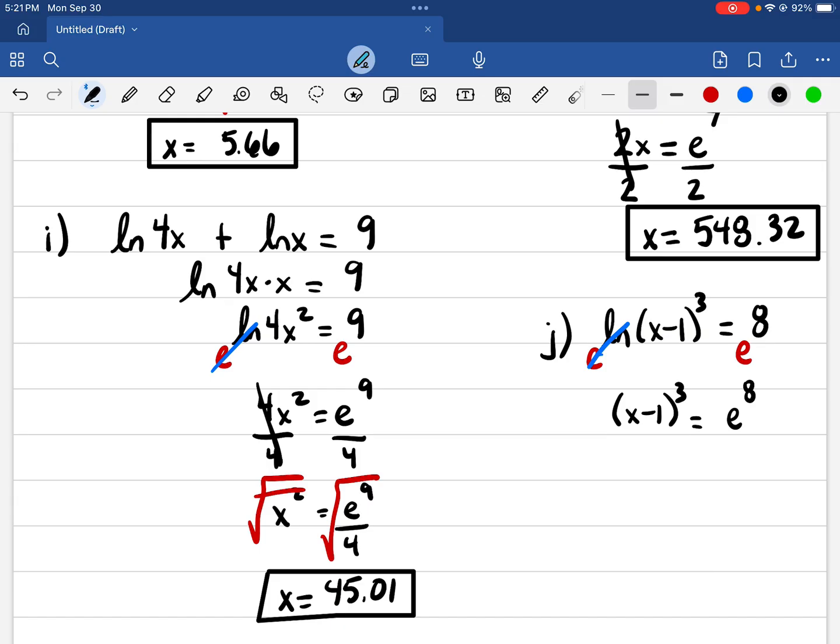Okay, and then we're still trying to get that x by itself. So think about it. What can get rid of something to the third power? If it had been squared, you would have done square root, but it's third power, so we want to do cube root. So cube root of both sides. X minus 1 comes down. We have cube root of e to the 8th. And then we want that x by itself, so I can go plus 1.